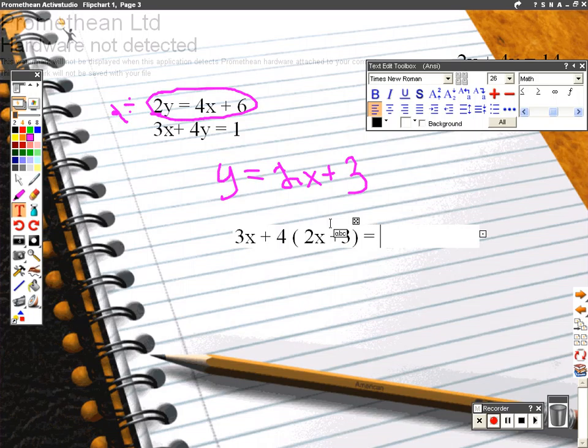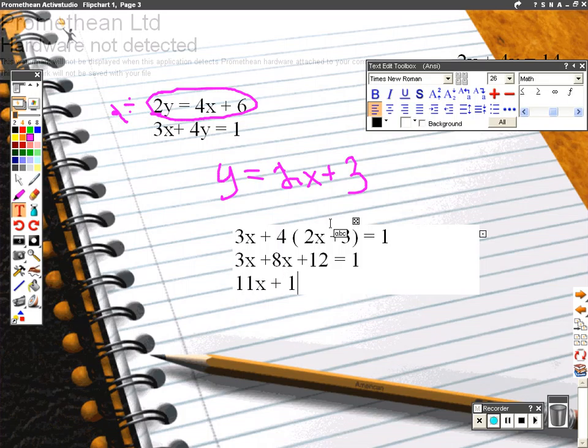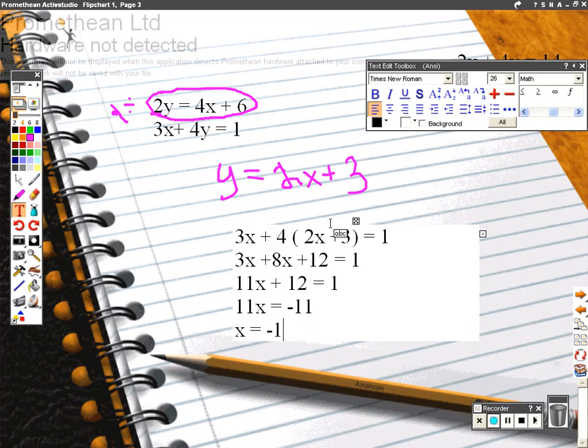And that equals 1. I'm going to bring down the 3x. I'm going to use my distributive property. 4 times 2x is 8x, and 4 times 3 is 12, and that's going to equal 1. I'm going to combine like terms. 3x plus 8x is 11x, plus 12 equals 1. I'm going to subtract 12 from both sides. 11x equals negative 11. Therefore, x equals negative 1.